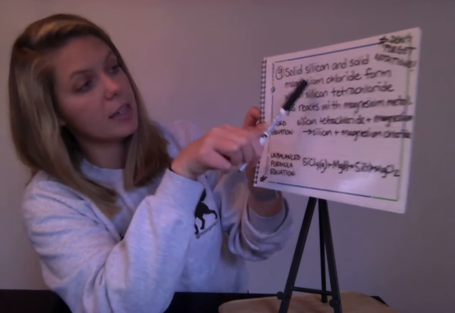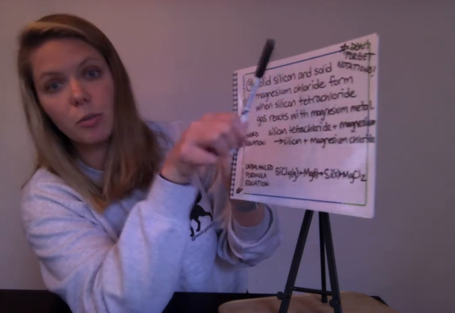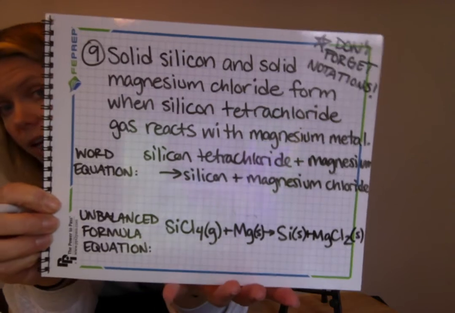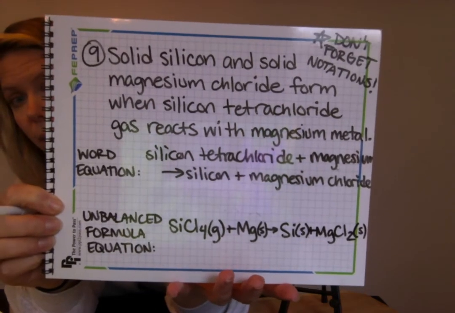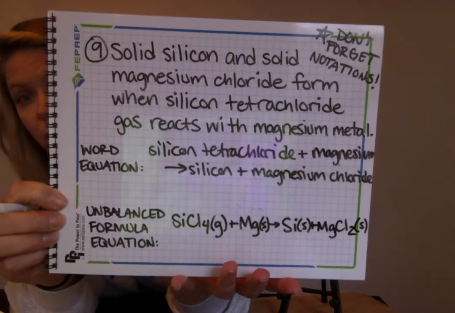And magnesium chloride, it tells us solid magnesium chloride in the problem. So put the S in parentheses after MgCl2 as well. So this is our final answer for number 9. All right, we have our word equation and our unbalanced formula equation.